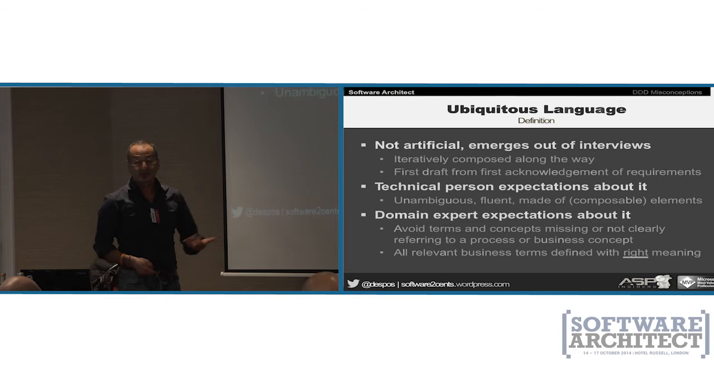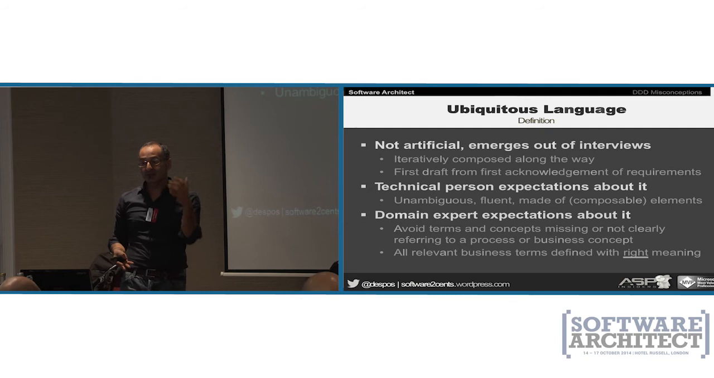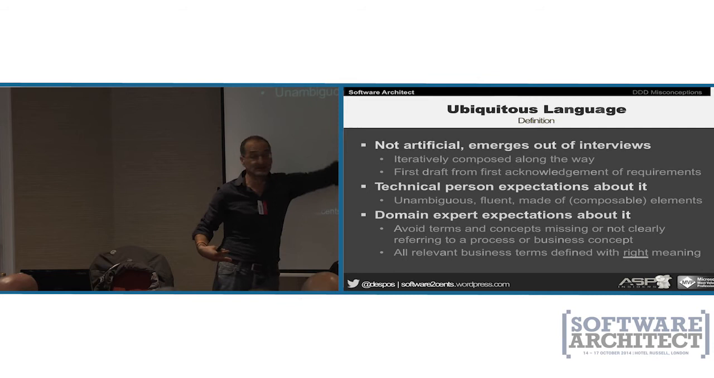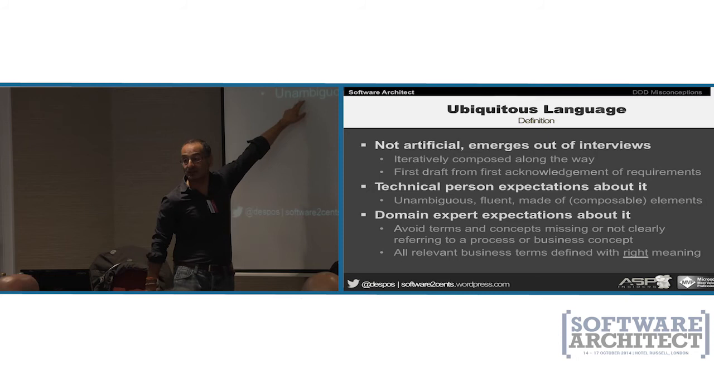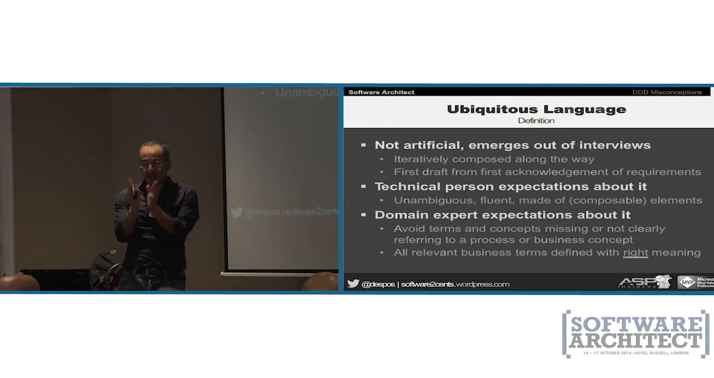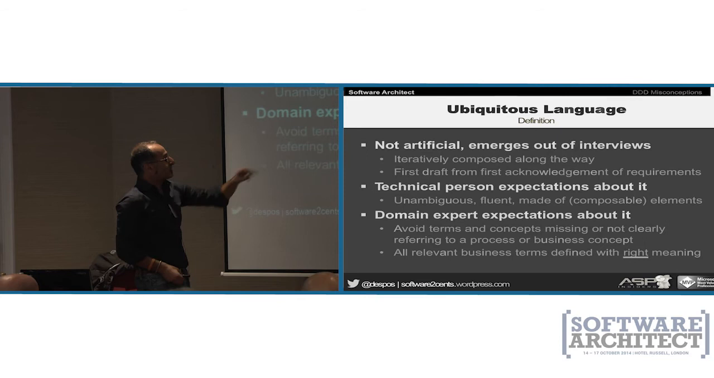In the end, we expect such a language to be a glossary that involves all terms in the business and forms an unambiguous, fluent language. Whenever you detect ambiguity, you probably need to split the domain into multiple subdomains, and the language, once united, into multiple sub-languages. Domain experts have expectations as well about the language. Avoid terms and concepts missing or not clearly referring to a process or a business concept.